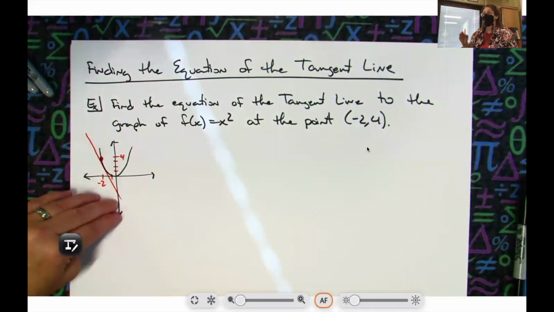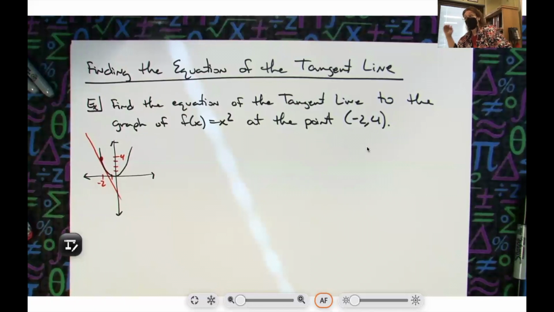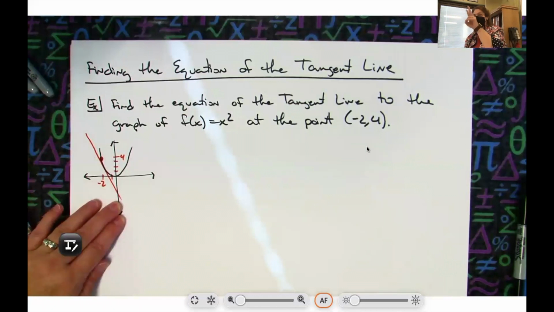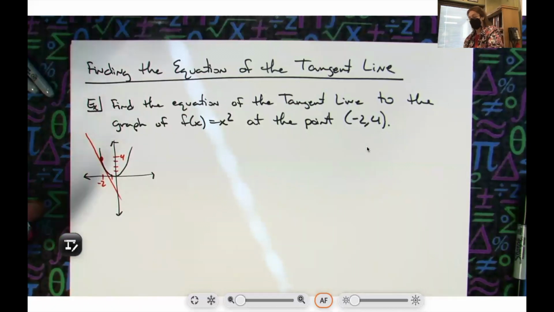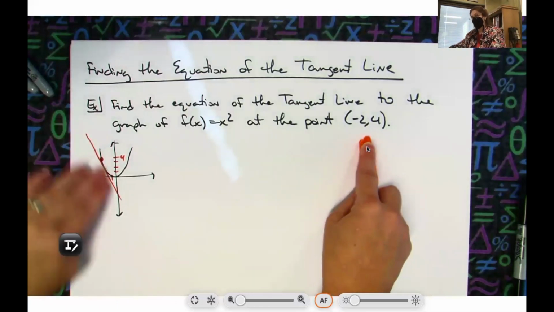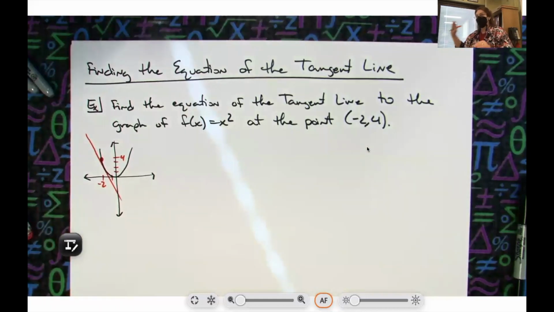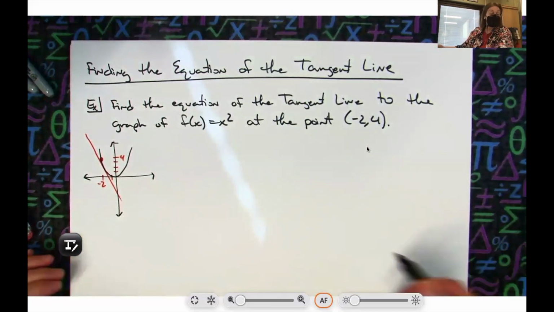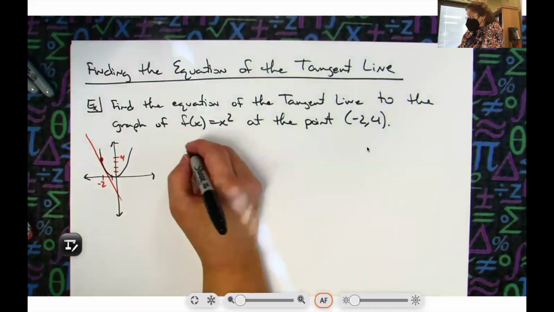The slope of the tangent line, from like 2 or 3 days ago, is the derivative. To write this equation, what do I need? I need two things. I need the slope of this line, and I need a point on the line. Do I have a point on the line? Yes. I need to find the slope. The slope of the tangent line is the derivative. So what am I going to do? I'm going to take the derivative of that function. That's my first step.